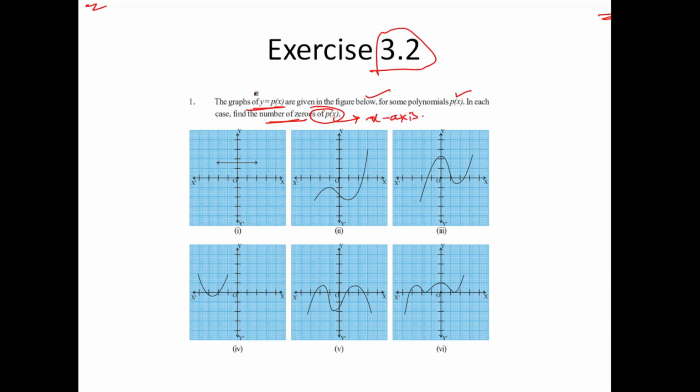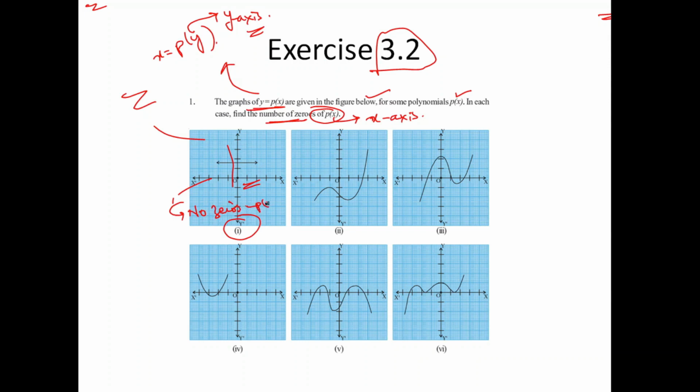If it had been given as x equals p of y, then you would be looking at the y-axis. Hope it's clear to you, right? So let's look at the first one over here. It is not touching the x-axis, so for this the answer would be no zeros at all. There are no zeros for p of x.